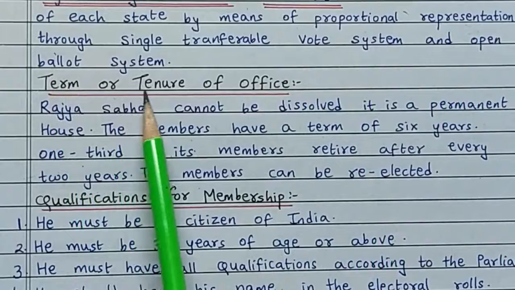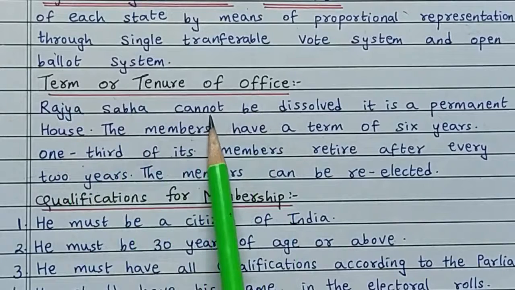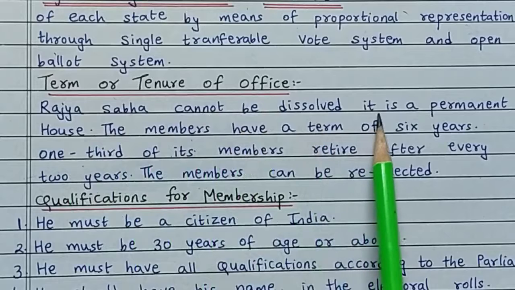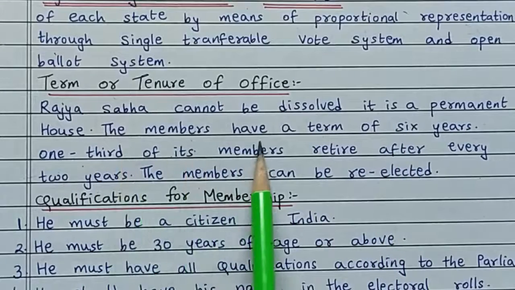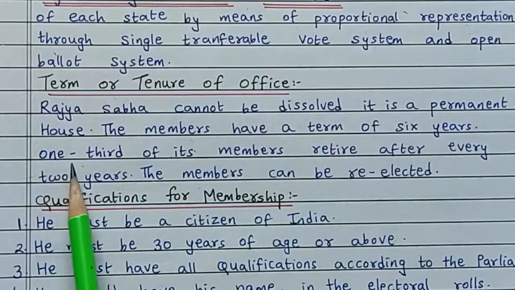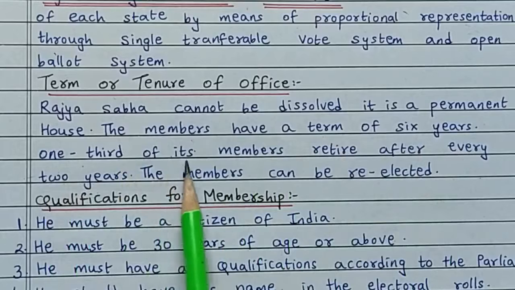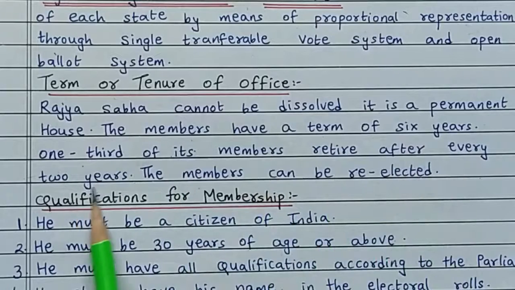Term or tenure of office. Rajya Sabha cannot be dissolved. It is a permanent house. The members have a term of 6 years. One-third of its members retire after every 2 years. The members can be re-elected.